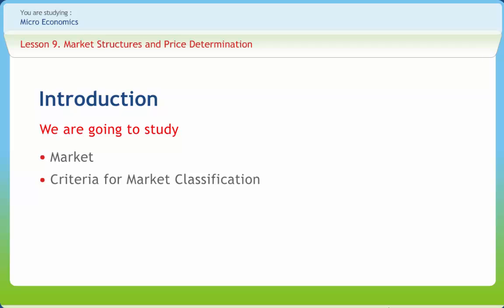Classification by the status of sellers. On the basis of the status of sellers, the markets are broadly classified into three categories: primary, secondary, and terminal markets.